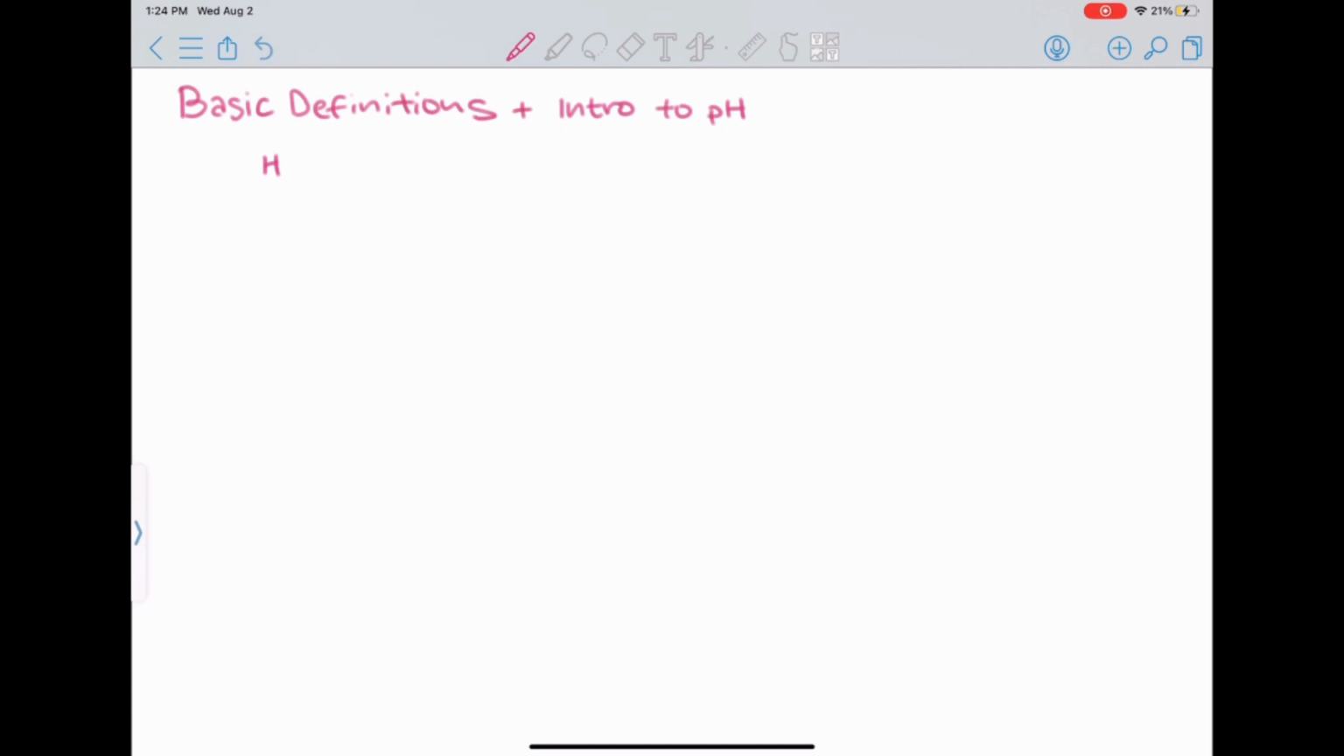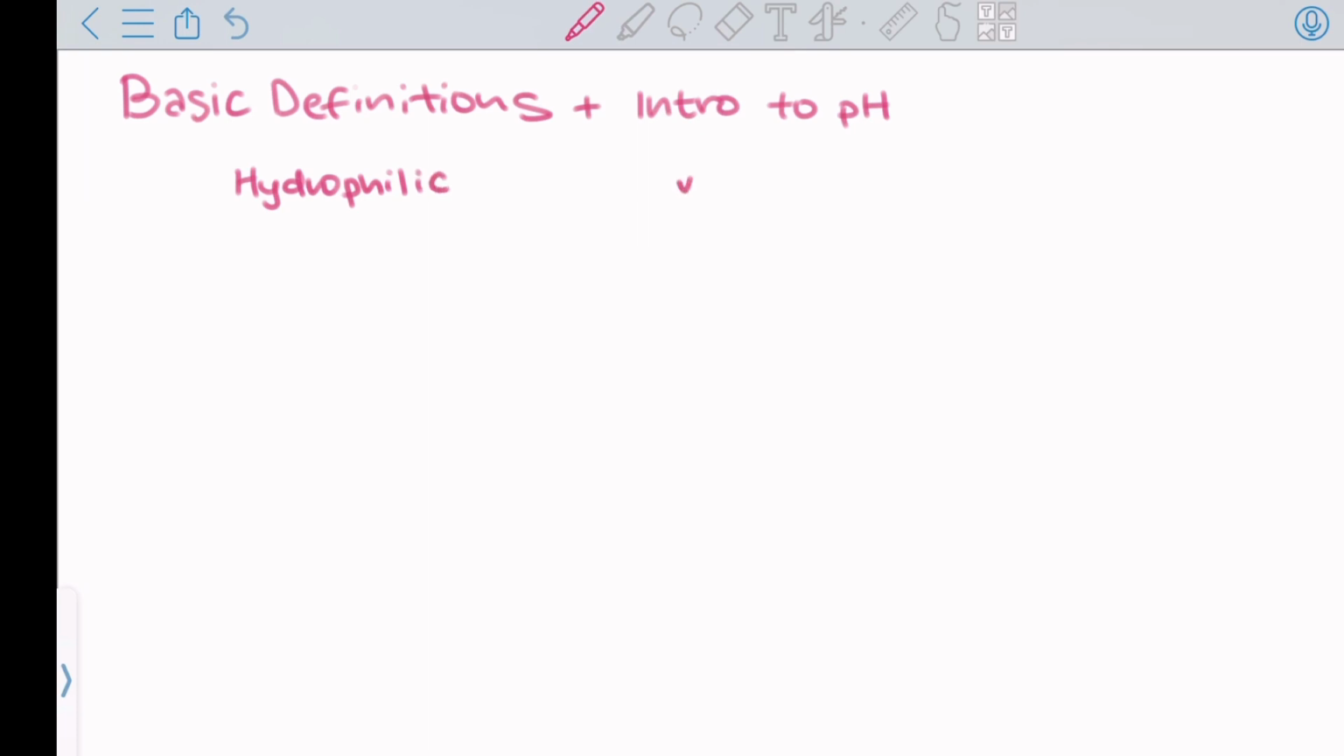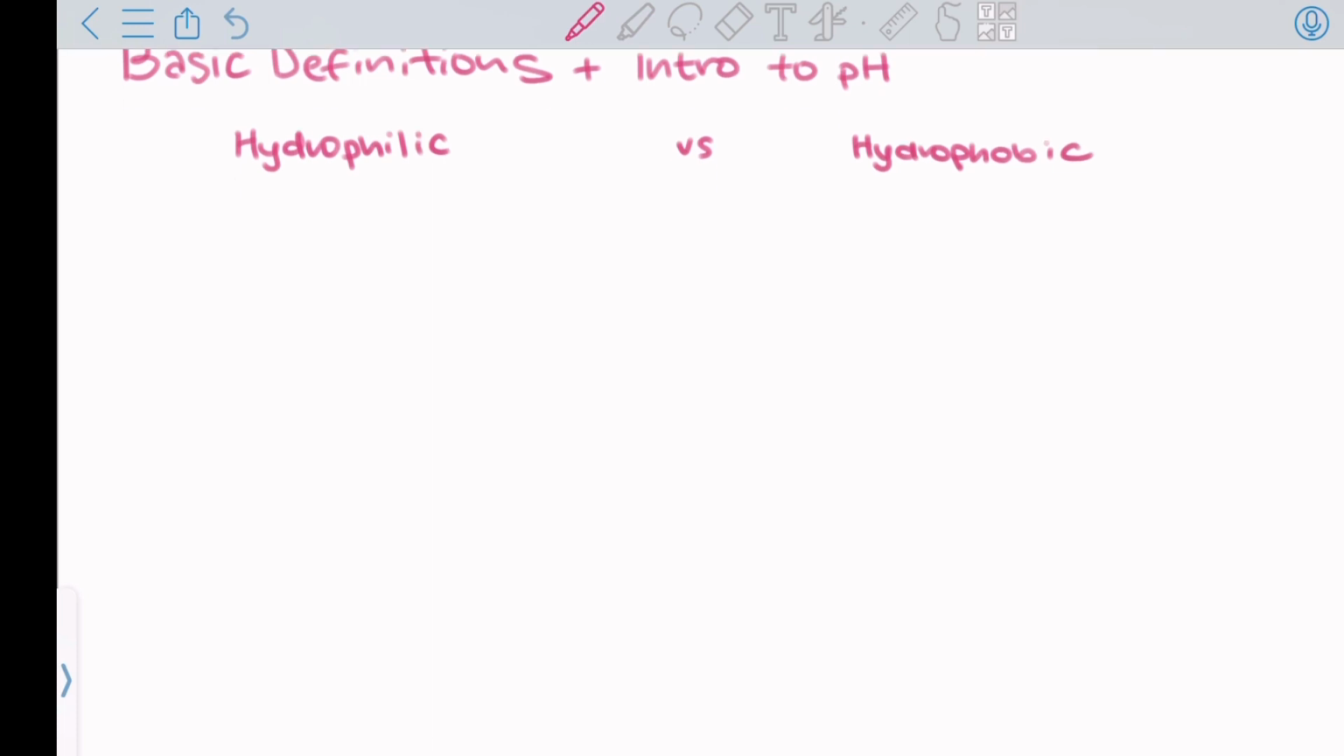Here, let me just move some things out of the way so this is easier to put down flat. All right, first we have to understand two very important terms, hydrophilic and hydrophobic. This is how you spell hydrophilic, versus hydrophobic. Can you guys guess what these mean? So we have hydro, which means water, and then phobic, and if you have a phobia, it means you're scared of water. And philic is loving water, water loving.